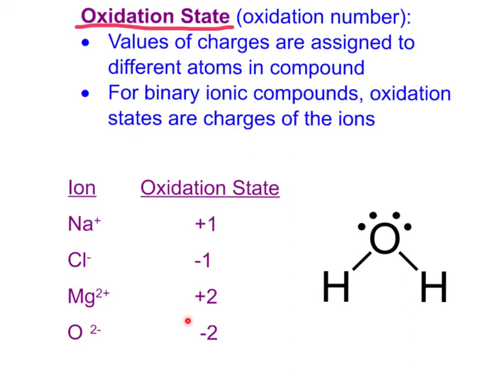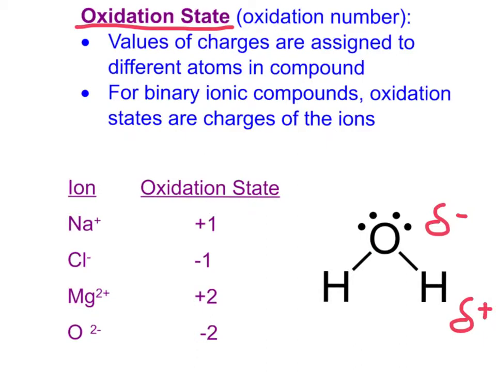Now, what about in the case where we have covalent bonding going on, such as water? Although it is not completely accurate, oxygen does not take the electrons. It is the more electronegative atom. It's slightly negative and the hydrogens are slightly positive.